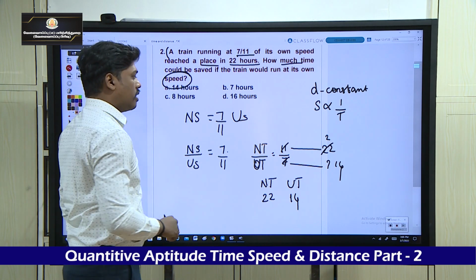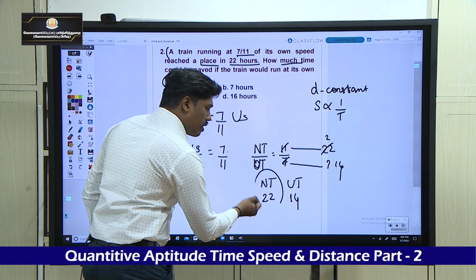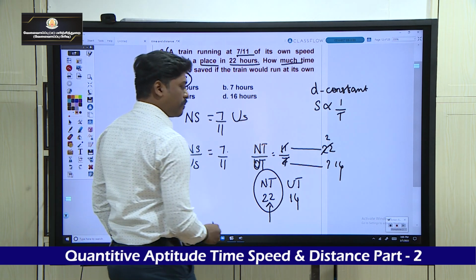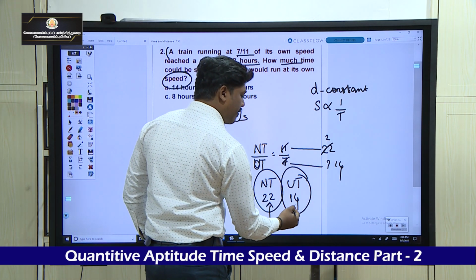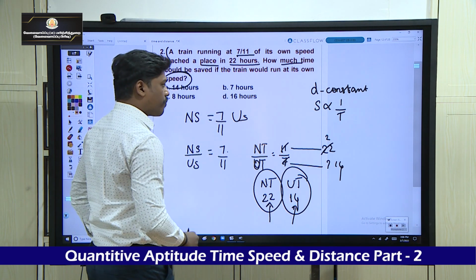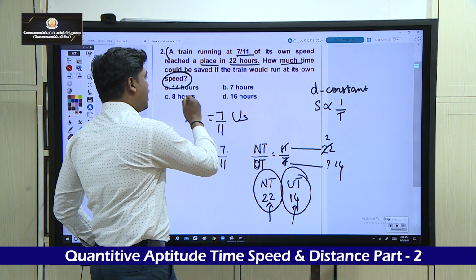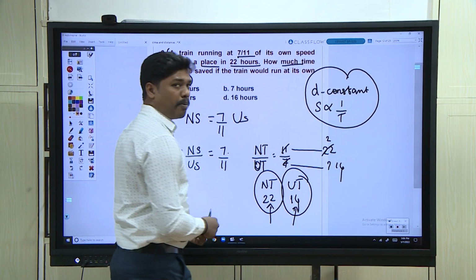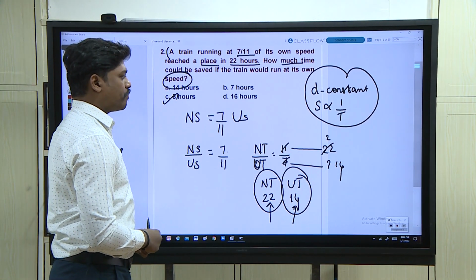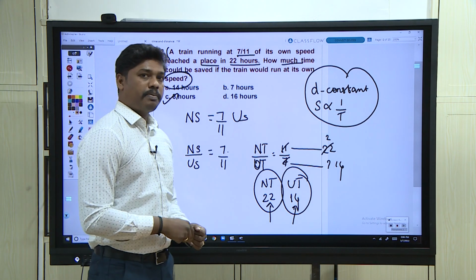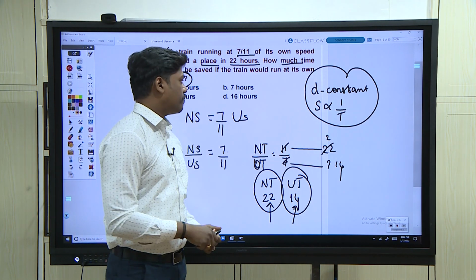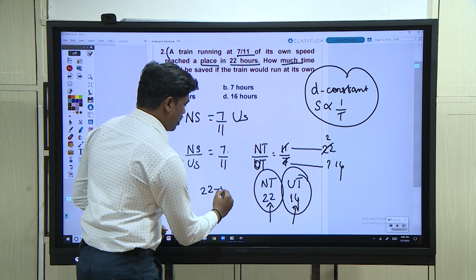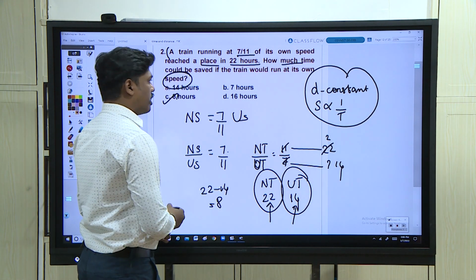If the train runs at the new speed, the time is 22 hours. If the train runs at the usual speed, the usual time is 14 hours. So look at the difference in time. 22 minus 14, you will be getting 8 hours. This concept is an important point here: when distance is constant, speed is inversely proportional to time. So 22 minus 14, you get 8 hours. 8 hours he could save.